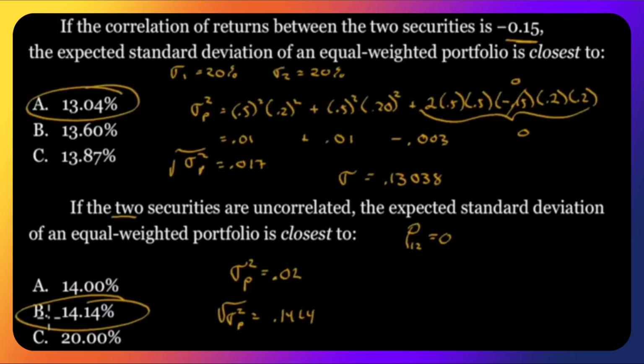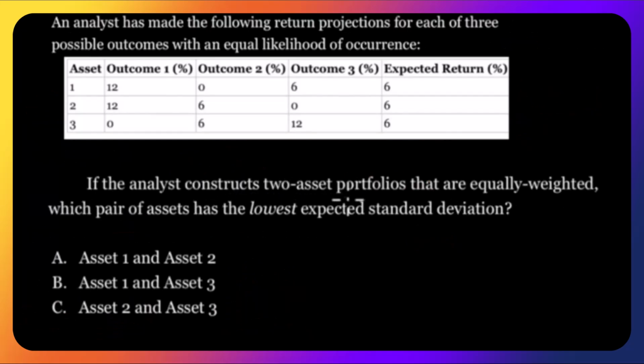The analyst constructs two asset portfolios that are equally weighted. Which pair of assets has the lowest expected standard deviation? Well, we can see that we all have the same expected return on each one, and we're looking at an equally weighted pair of assets. So what's going to matter here is the correlation between the two assets. So we want the combination of assets 1 and 2, 1 and 3, or 2 and 3, which offers the lowest correlation.